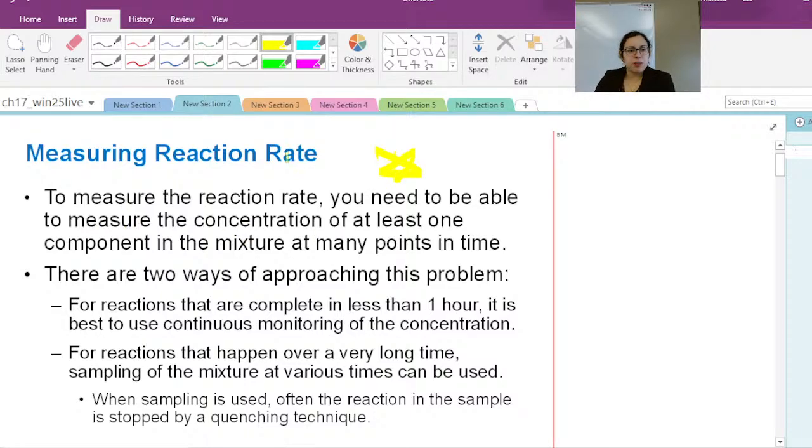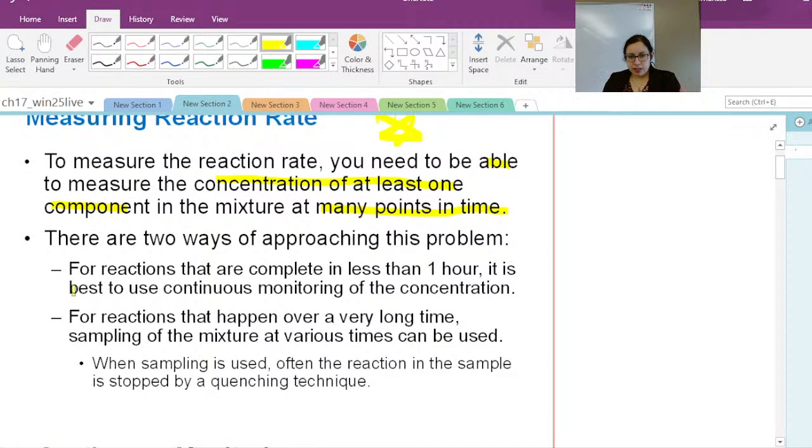And then like I mentioned, we have to be able to measure the concentration of at least one of our components at many points in time. And so maybe it sounds simple, but if you're the chemist trying to plan your experiment, this is not always trivial. So sometimes it involves freezing your sample, taking it down in the machine, and then warming it up to try to measure it. It depends how fast your reaction goes.